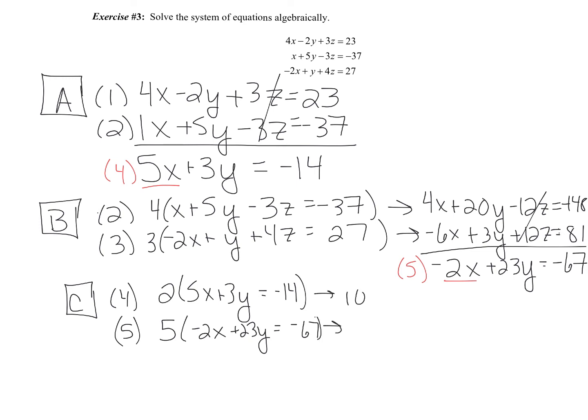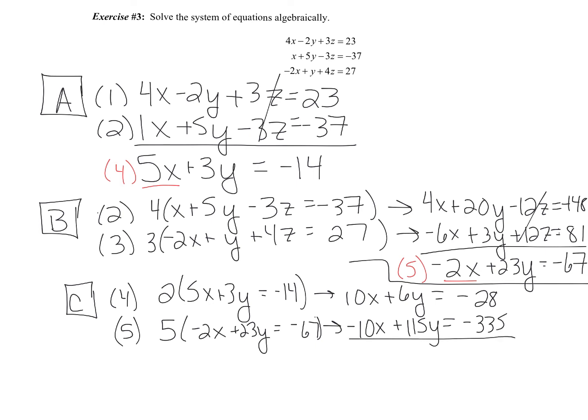So this is 10x, I'm just going to separate this because I got kind of close, 10x plus 6y equals negative 28. And then my other one, I have negative 10x plus 115y equals negative 335. So things are getting pretty big. It's a little disconcerting sometimes.